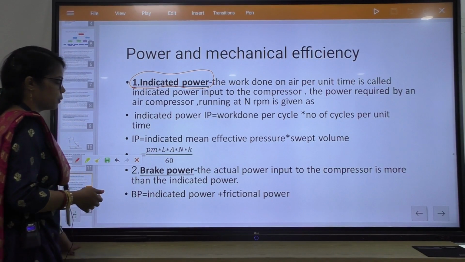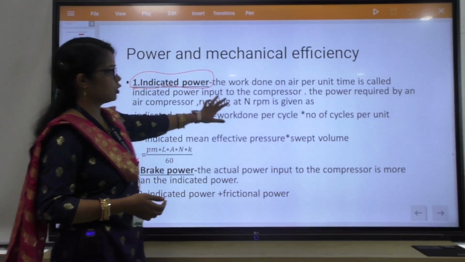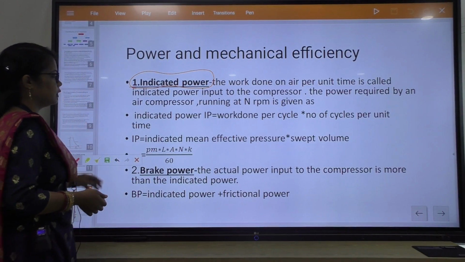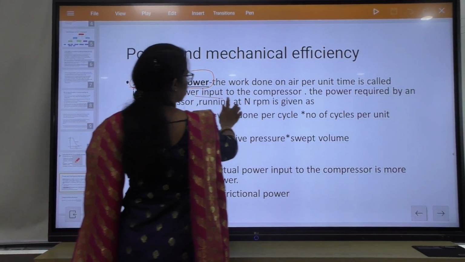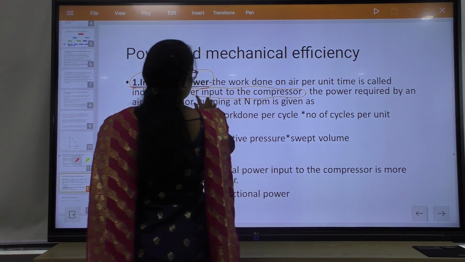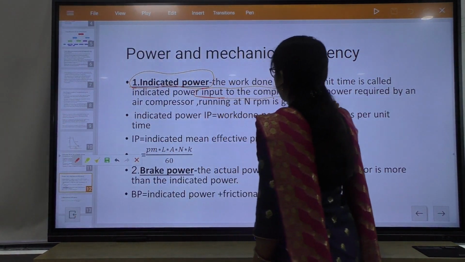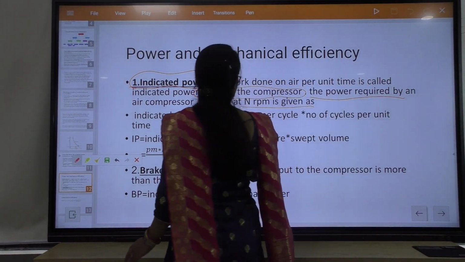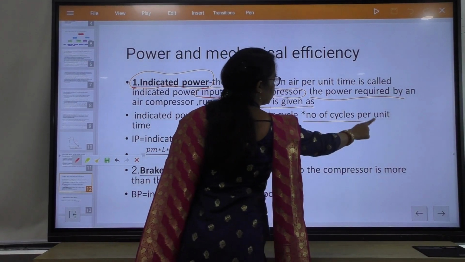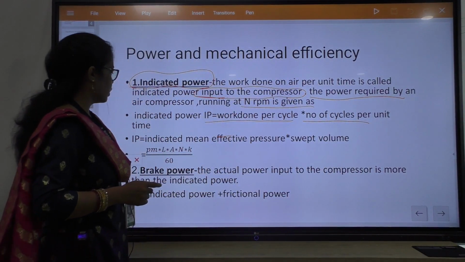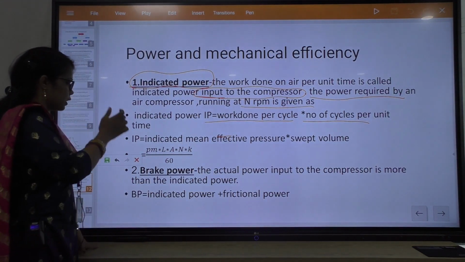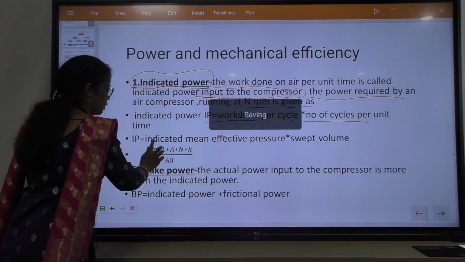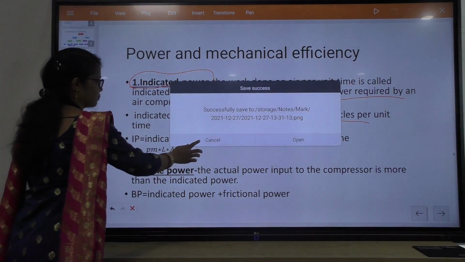That means the indicated power, the work done on air per unit time, is called the indicated power input to the compressor. Okay. The power required by a compressor running at N RPM is given as indicated power, that is work done per cycle into number of cycles per unit time. Okay. And what is the formula? That formula is Pm into L into A into N into K by 60.